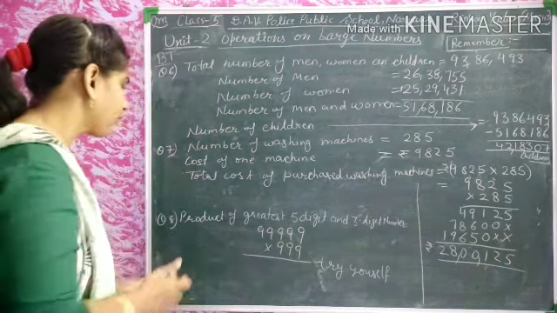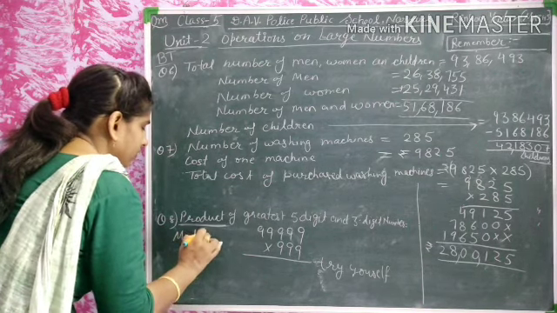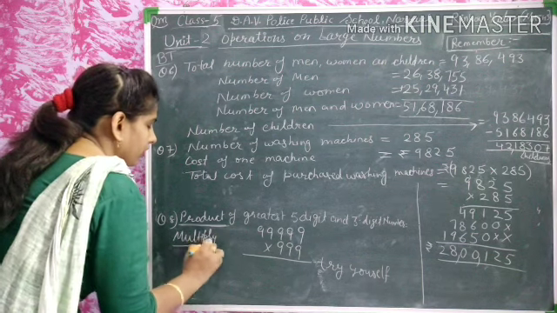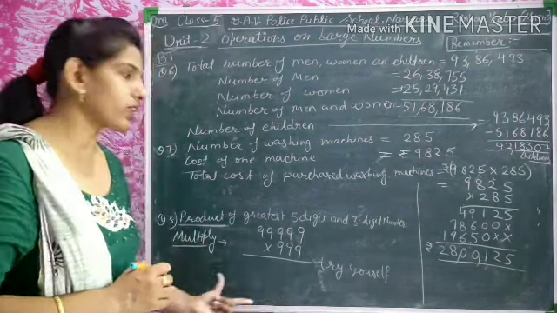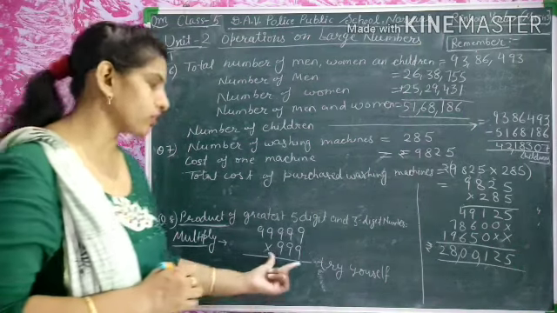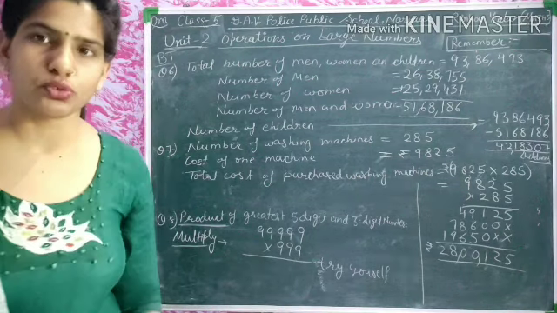So we have to find the product. Product means multiply. We will do the multiplication here. So try this question yourself and you can easily get the answer because you know the multiplication very well. Okay students, now let's do the next question.